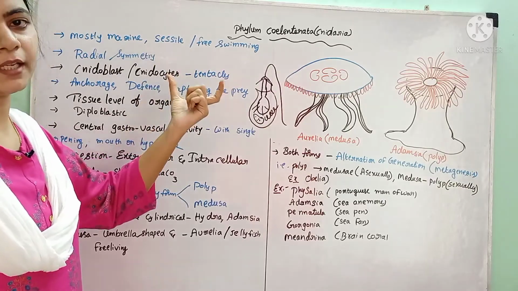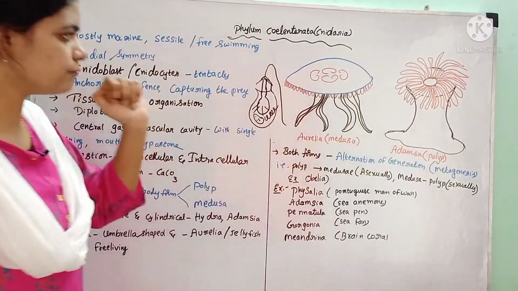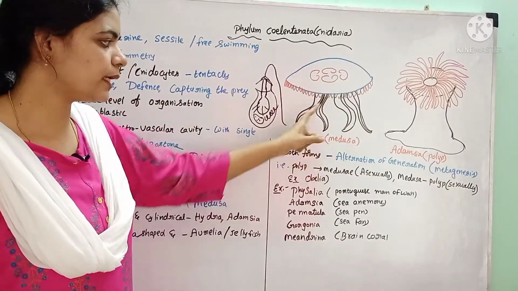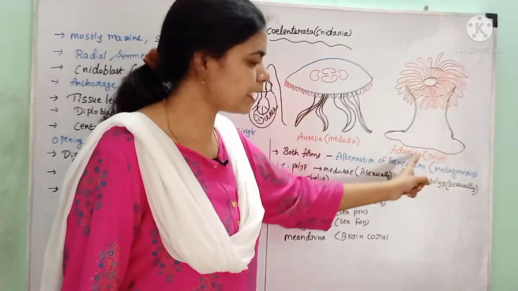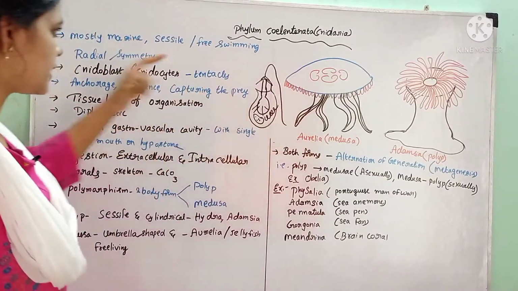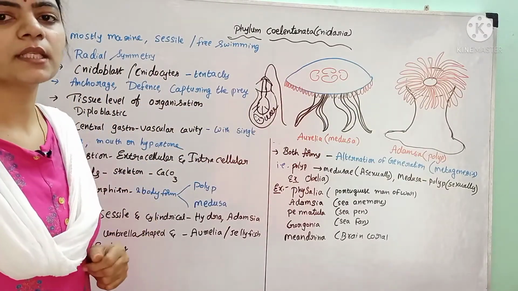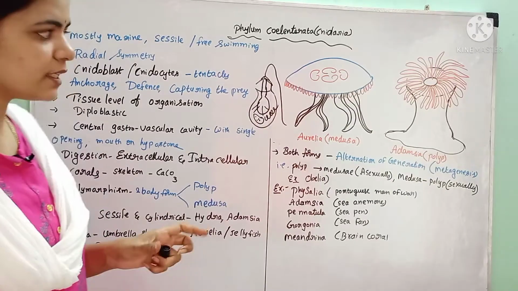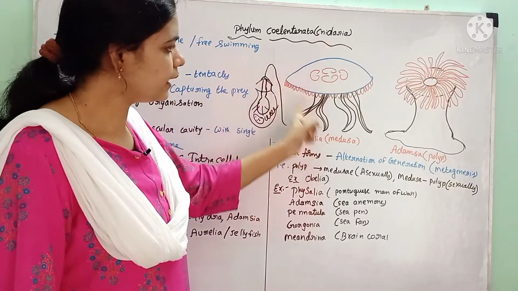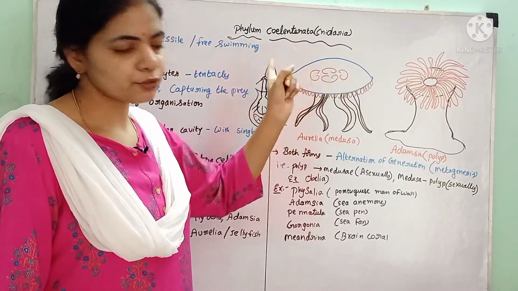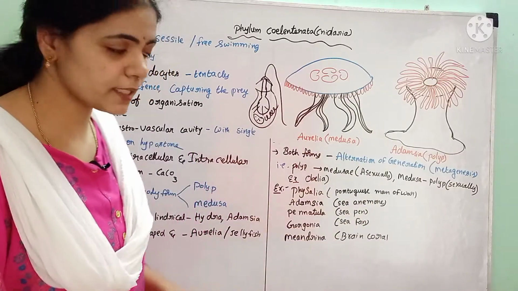Some of the cnidarian members are attached to the substratum like Adamsia, and some forms may be freely swimming like Aurelia. So they can swim easily, but Adamsia are attached to the substratum, that is called sessile character. And if we see the symmetry of these animals, they exhibit radial symmetry. What is radial symmetry? When we cut the animal in any direction through the center, it will divide into two equal halves. That is called radial symmetry.